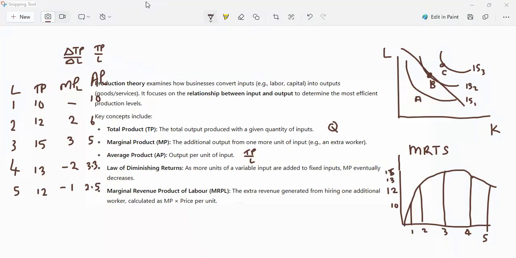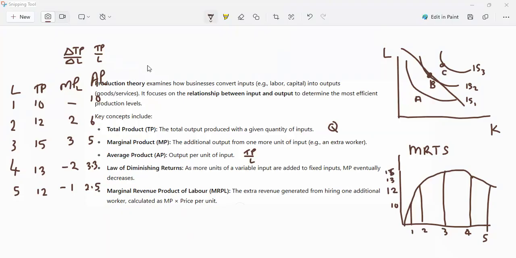Are you together? So now, let us look at the marginal revenue product. The marginal revenue product is simply the extra revenue generated from hiring one additional worker. So it is called the marginal revenue product. It is the value of the additional units times the price. So marginal product times price.